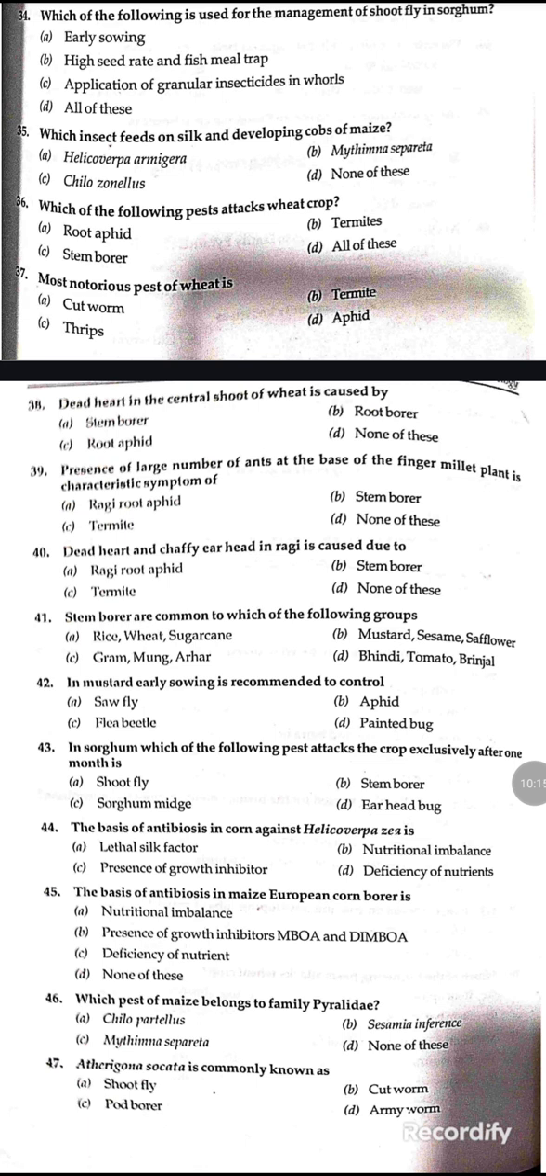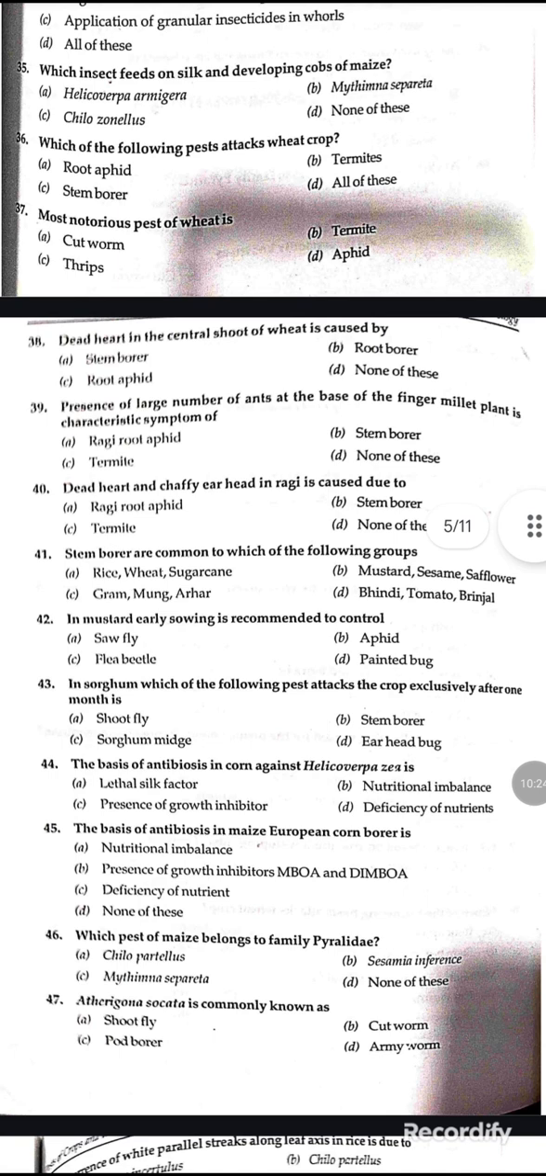Rice, wheat, sugarcane. The stem borer is common. So option number A. In mustard, early sowing is recommended to control 42. That is B. Early sowing is usually recommended to control the aphid.